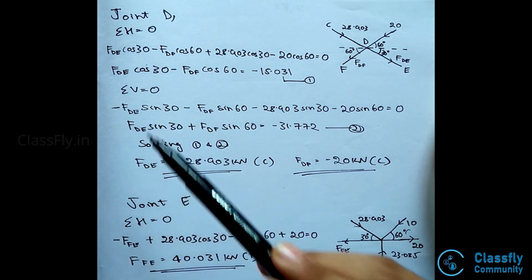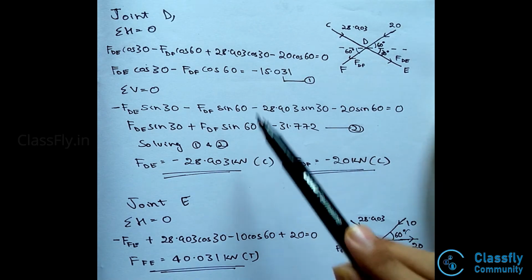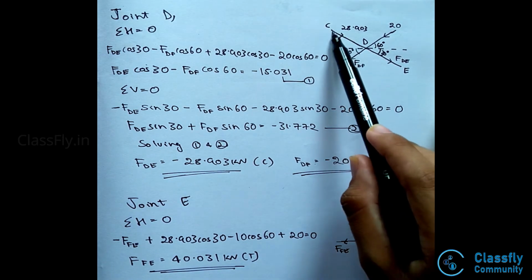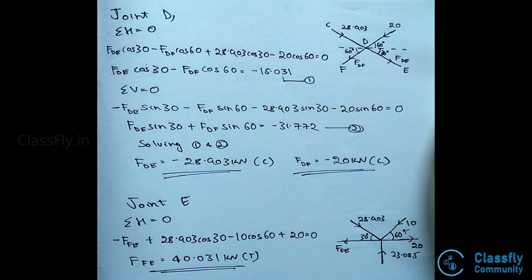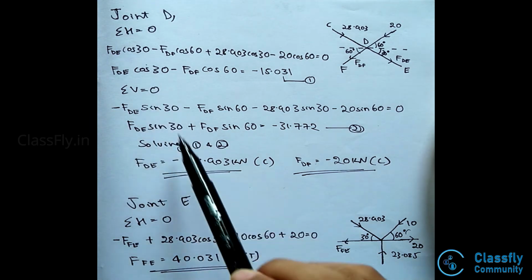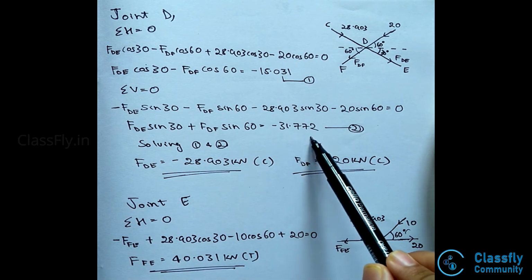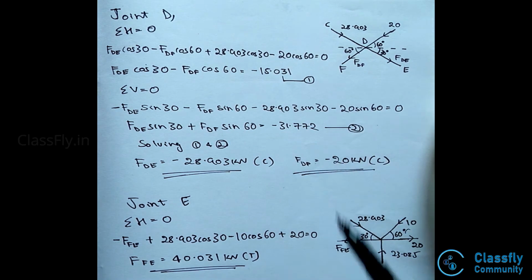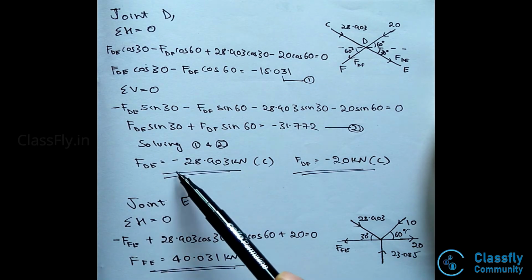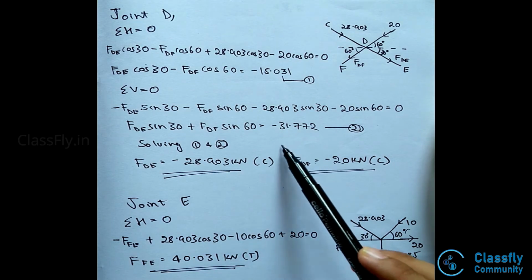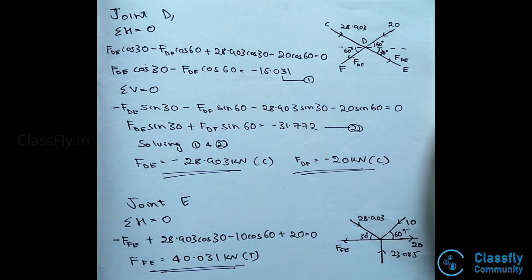Now, summation V is equal to 0 implies minus FDE sin 30 minus FDF sin 60 minus 28.903 sin 30 minus 20 sin 60 to be equal to 0. Hence, we get FDE sin 30 plus FDF sin 60 to be equal to minus 31.772. Name this equation as 2. Now, on solving 1 and 2, we get the value of FDE to be minus 28.903 kilonewtons, that is a compressive force, and FDF to be minus 20 kilonewtons, that is also a compressive force.